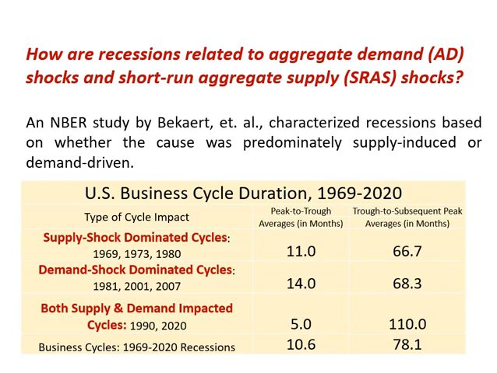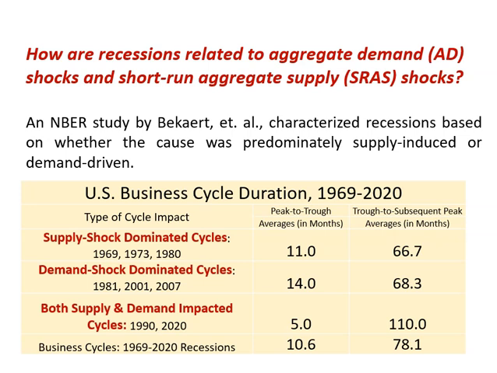How are recessions related to aggregate demand shocks and short-run aggregate supply shocks? An NBER study by Beckert and others characterized recessions based on whether the cause was predominantly supply-induced or demand-driven. This slide shows a summary of the type of cycle impact causing recessions between 1969 and 2020.